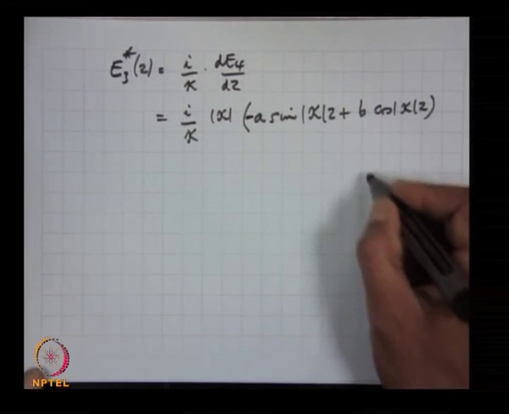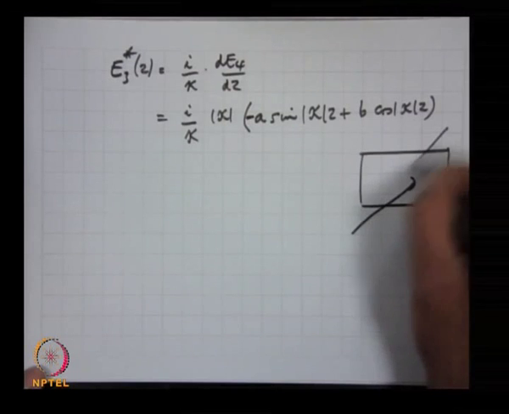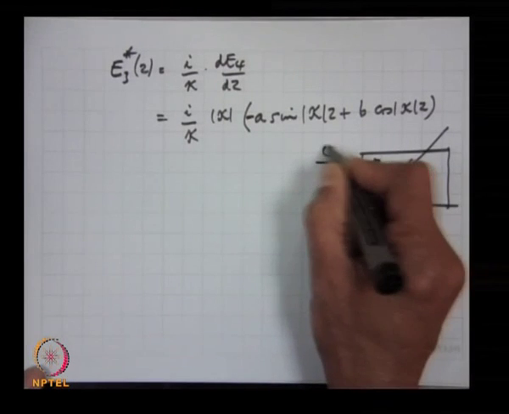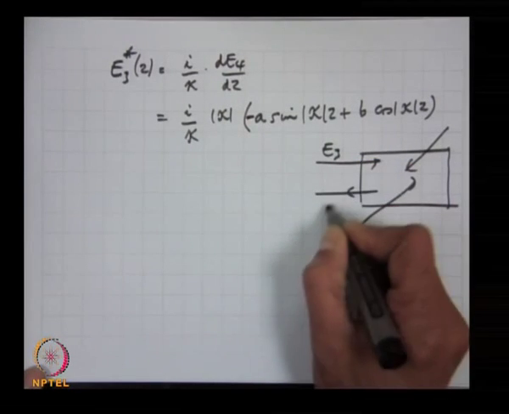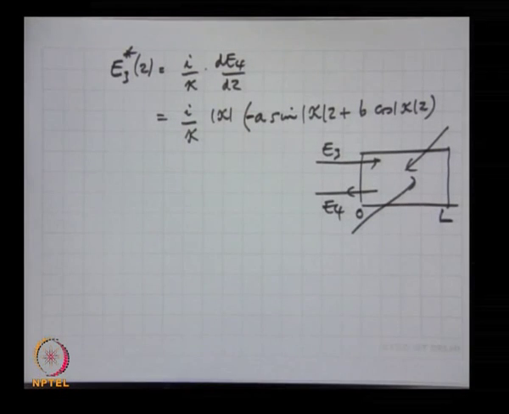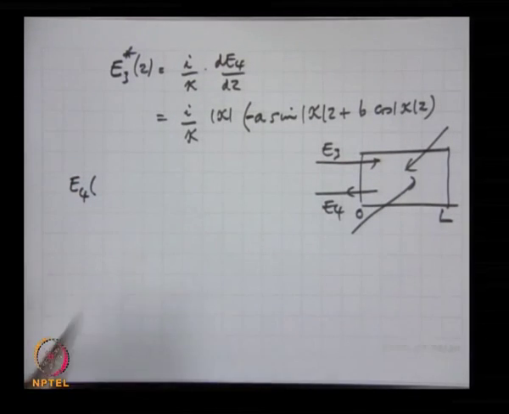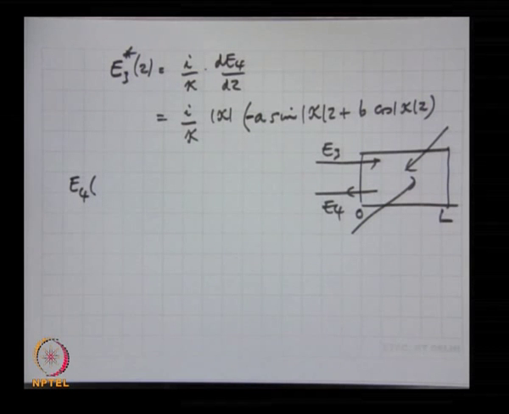Now let me try to find out the boundary conditions. I need to calculate the constants A and B. So here is E1, here is E2, here is E3 coming from here, and E4 is coming from here. This is z is equal to 0, this is z is equal to L. Now what are the boundary conditions I use? E4 of L, what is the boundary condition on E4?